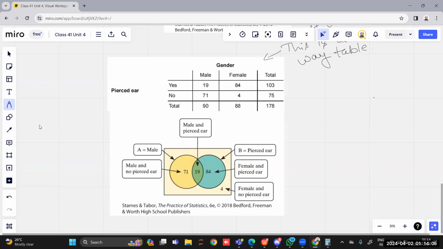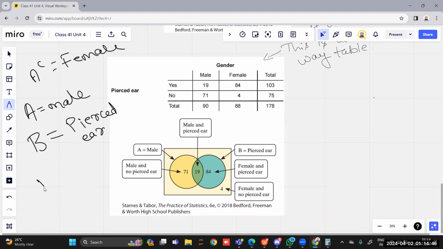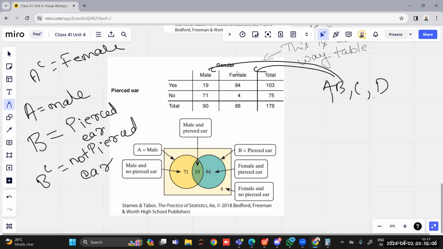So seeing this diagram, he has given A for male. So A complement will be female, yes or no? Correct? And B he has given for pierced ear. So B complement will be not pierced ear. You don't have to give A, B, C, and D to each one of them, like male A, female B, C, D. You just have to be very drastic and unique in giving the association of the event.